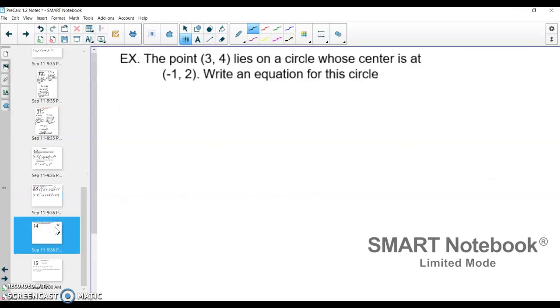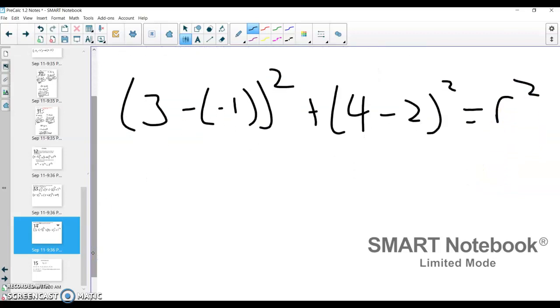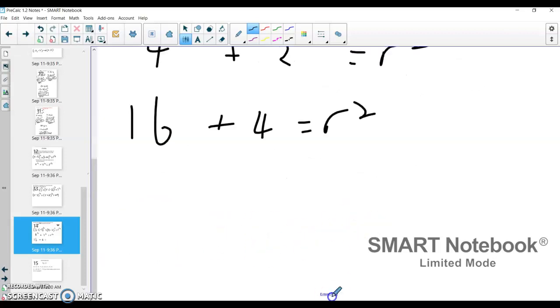Okay, last one, it's just a point that lies on the circle. So you know a point and you know the center, so you know this is your x and y, this is going to be your h and k, and so we can plug things in. You end up getting 3 minus a negative 1 squared plus 4 minus 2 squared equals r squared. This is going to be 3 minus a negative 1 is 3 plus 1, so that is 4 squared plus 2 squared equals r squared. This is then 16 plus 4 equals r squared.